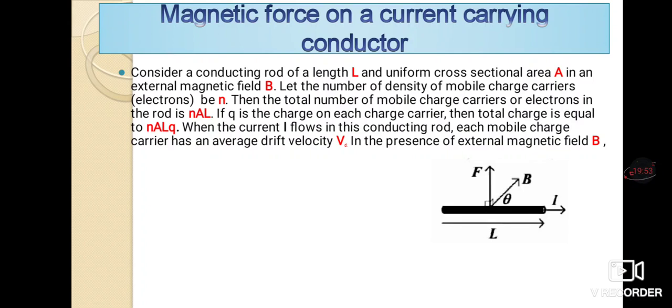Just to understand the magnetic force on a current carrying conductor, we have taken one conductor, a straight conductor or a rod of length L and uniform cross sectional area A, which is present in a uniform magnetic field B. Then the number of electrons present is n per unit volume. Then the total number of electrons present in that entire rod is given by nAL, that is n electrons present in the entire area and in the entire length.